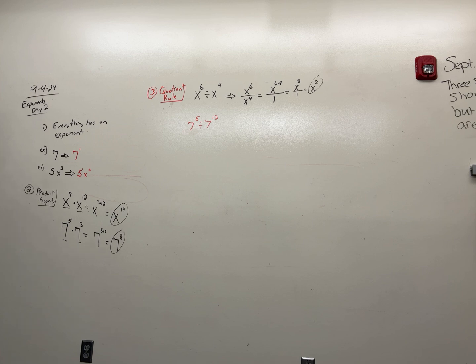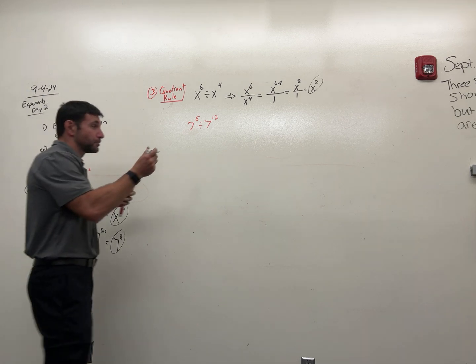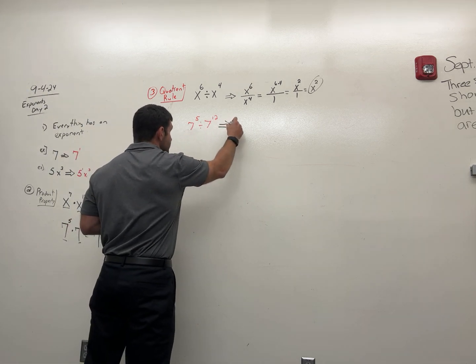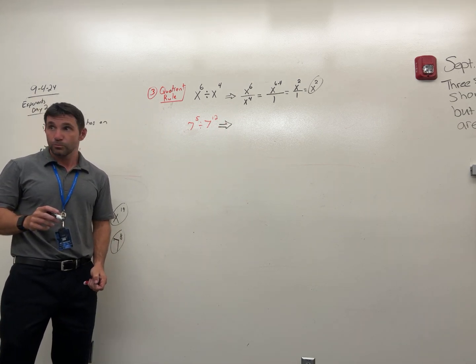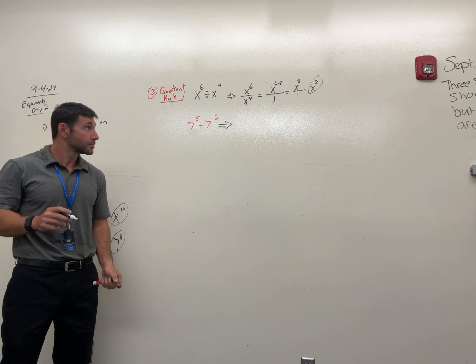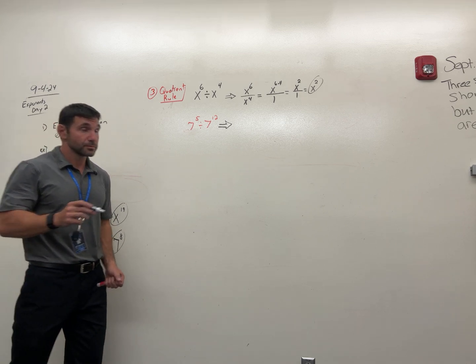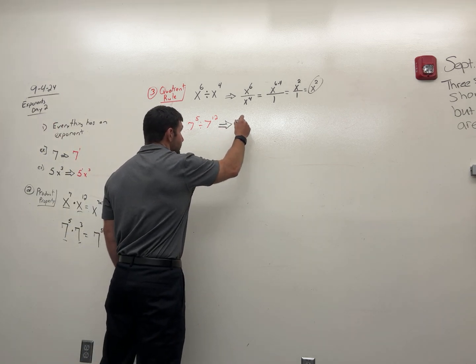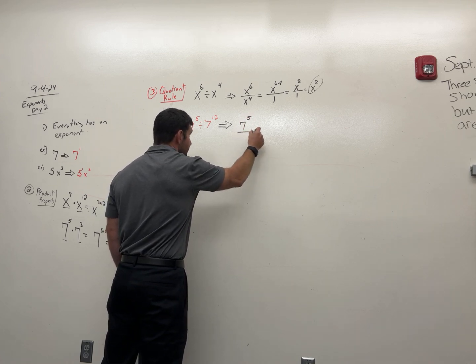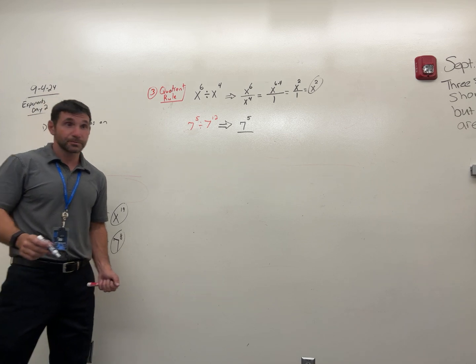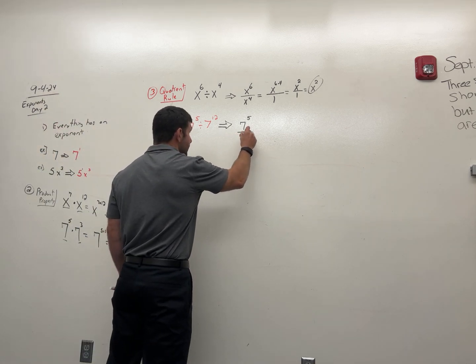Okay, so when we rewrite it, no calculator work needed. We come here. What is going to go in the numerator? What goes in the numerator? 7. 7 to the 5th divided by 7 to the 12th. Okay.